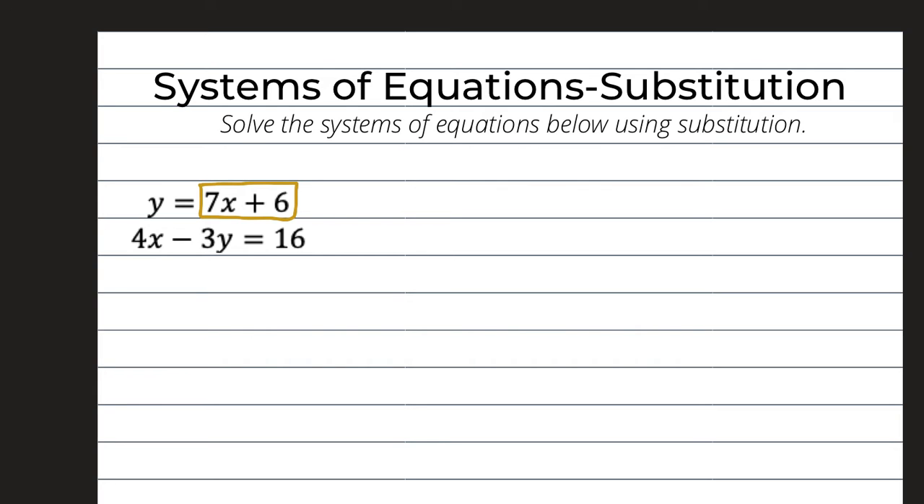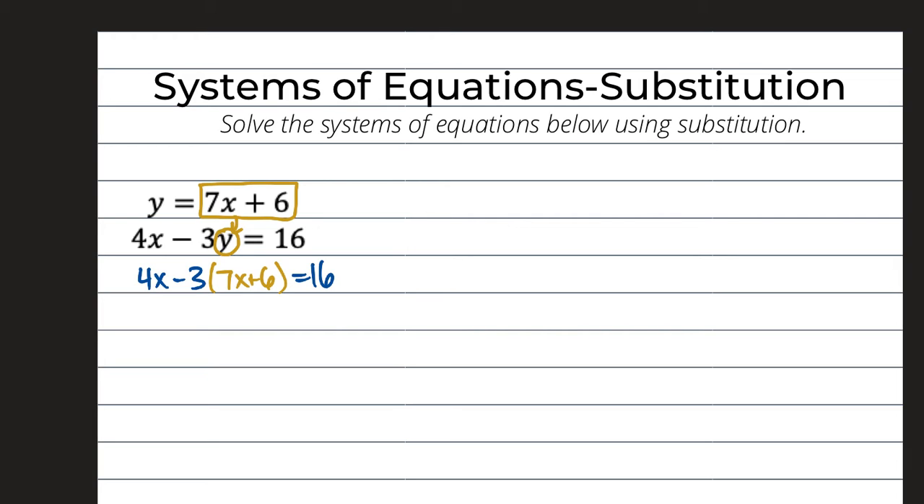And so whatever that letter equals, you're going to plug that expression into the other equation for the variable. So since it's y equals, we're going to plug that expression in for y. And so essentially what this looks like is we will have 4x minus 3. Instead of y, we are substituting in 7x plus 6. And then the rest of the equation is equals 16.